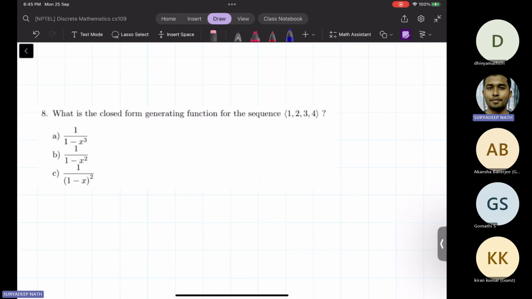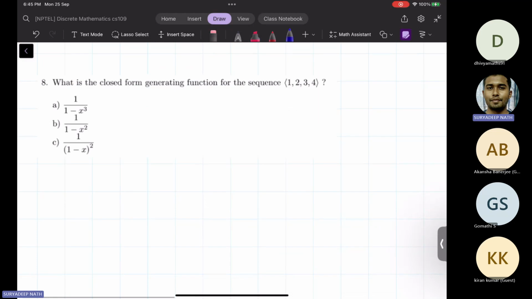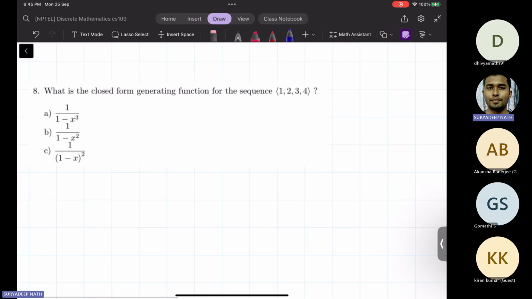So now, what is the closed form generating function for the sequence 1, 2, 3, 4? So there is an error in this. It is not a closed sequence, it goes on. So basically, they are asking us, what is the closed form for this sequence 1, 2, 3, 4, 5, and so on. Basically, the natural numbers. Again, we'll always start with what is familiar to us. So we have 1 plus x plus x squared plus x cube plus x⁴.